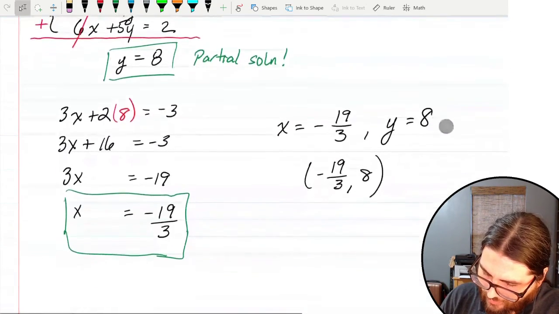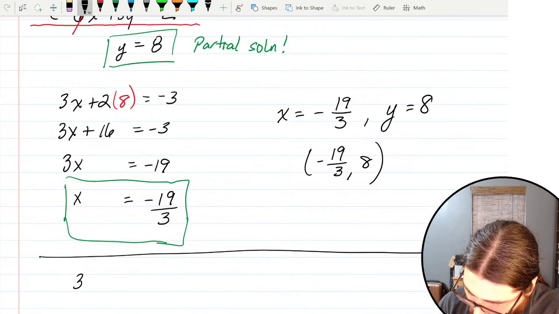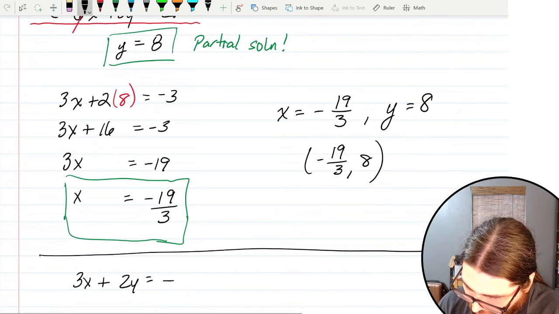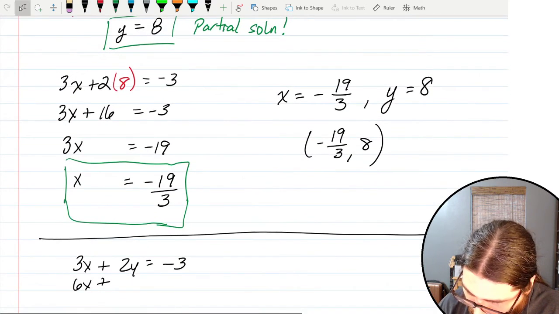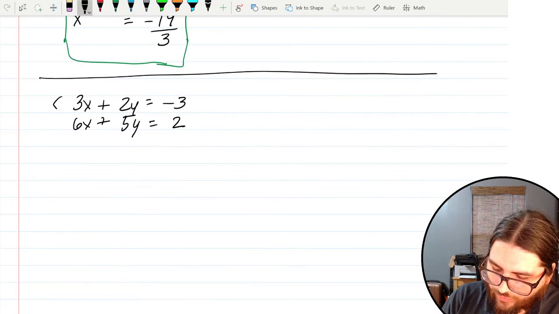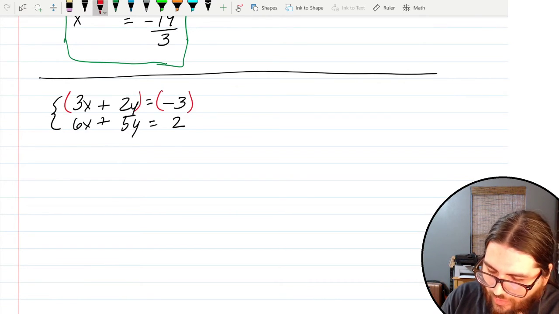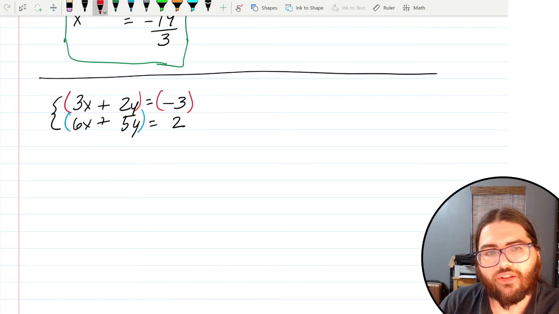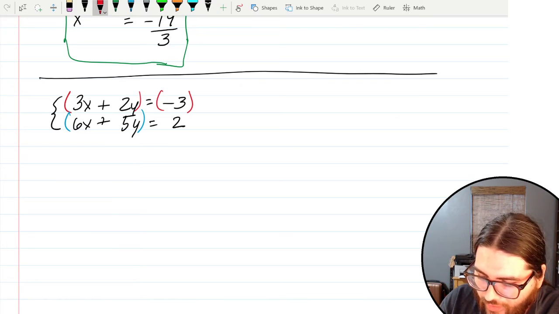By the way, I'm going to write the original problem down again. 3x plus 2y equals -3, and 6x plus 5y equals 2. Because if I wanted to solve this, and I wanted to work with the second equation and the y's, I could. You see, to make the y's go together, right, I need to multiply the top equation and the bottom equation by something so that the y's match up.